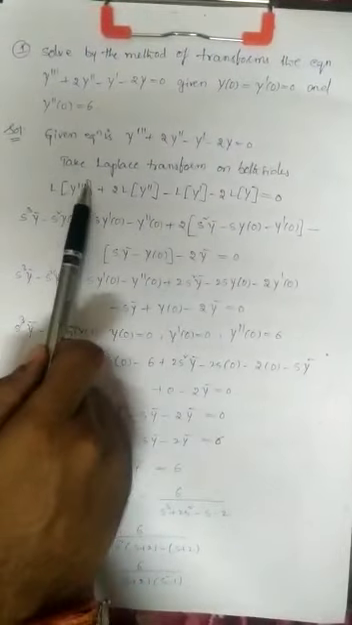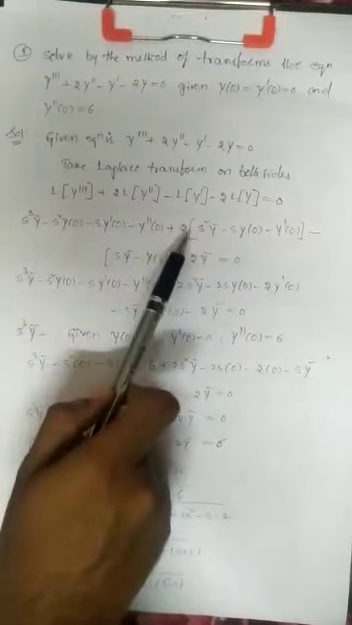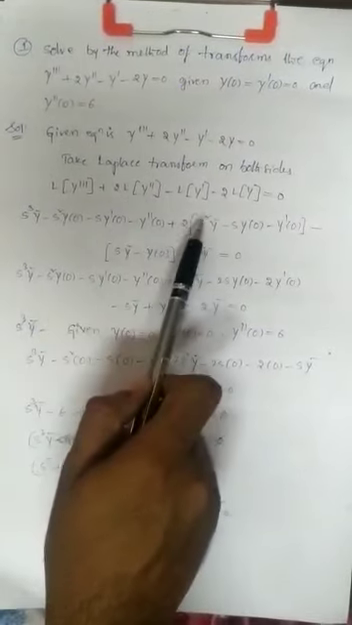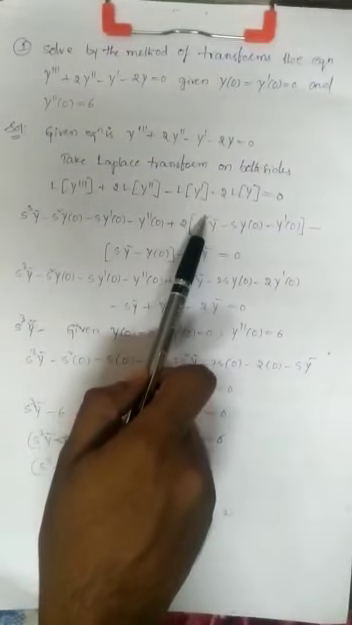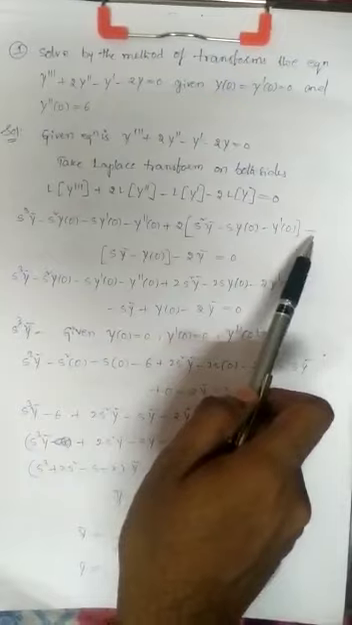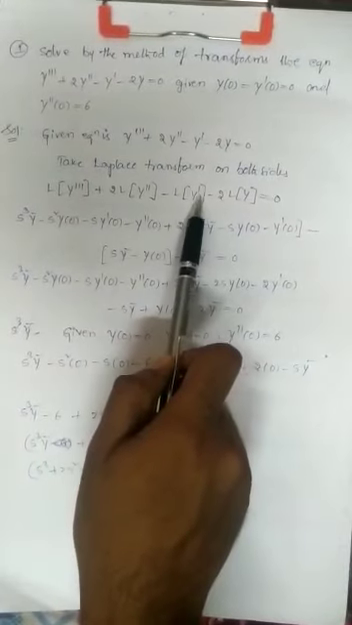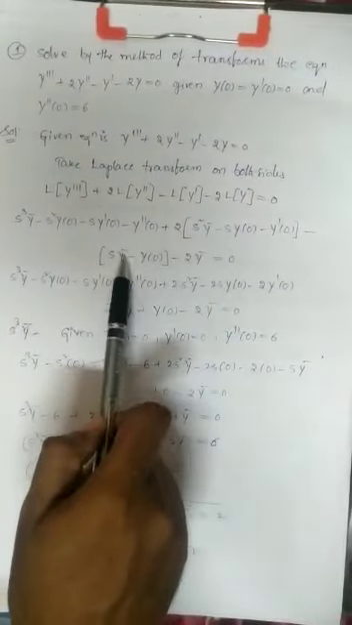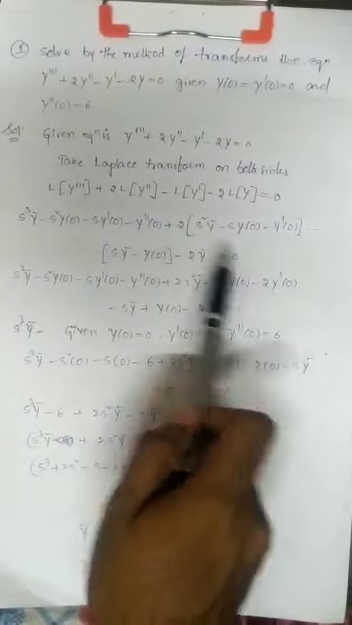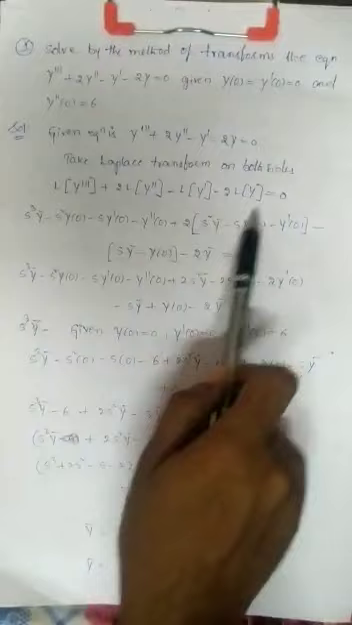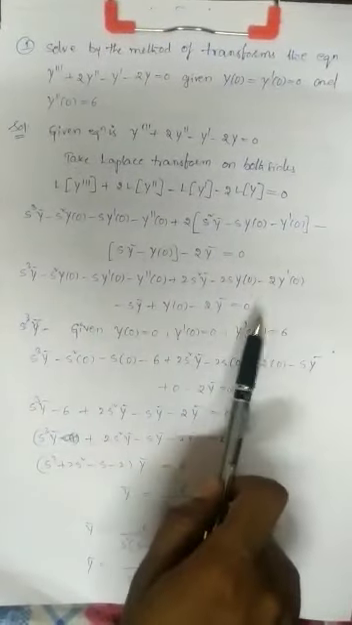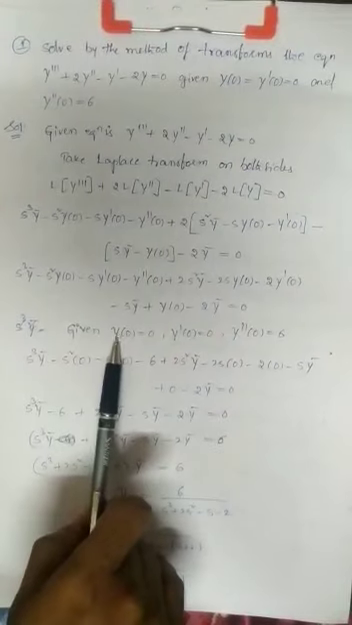This is the Laplace of y triple dash value. Plus 2 into Laplace of y double dash, which is s square y bar minus s into y of 0 minus y dash of 0. Then minus Laplace of y dash, which is s into y bar minus y of 0, then Laplace of y is y bar. Use those notes and simplify the given differential equation like this.